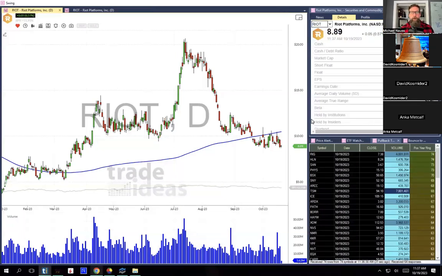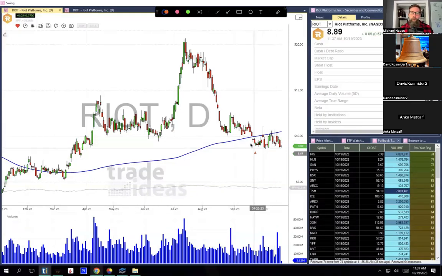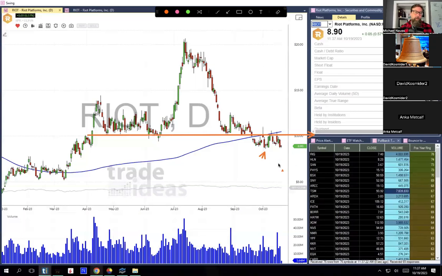They're really, really hard industries. They're very capital intensive. So for this one, I think this $10 is everything. If you're above 10 and you hold above 10, you can own it. If you're below 10, it's time to go.